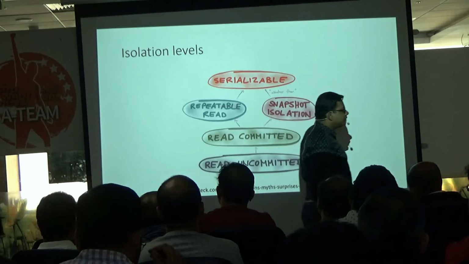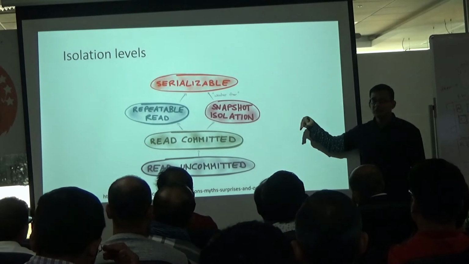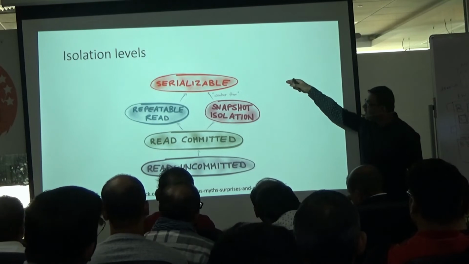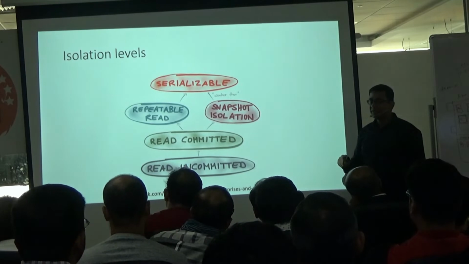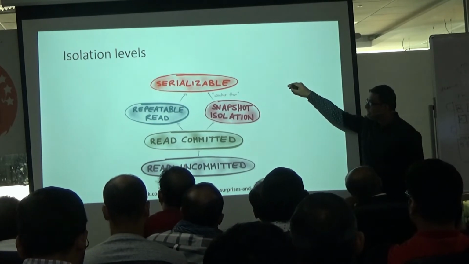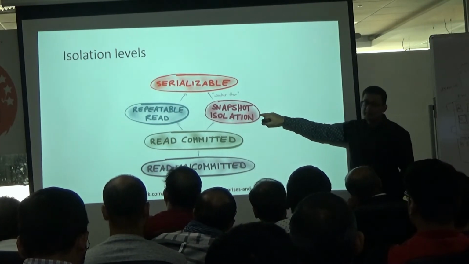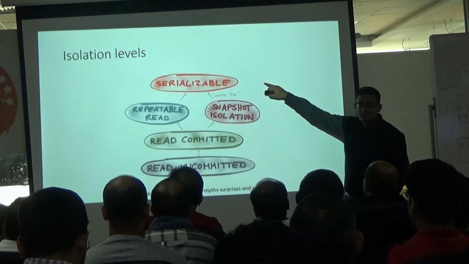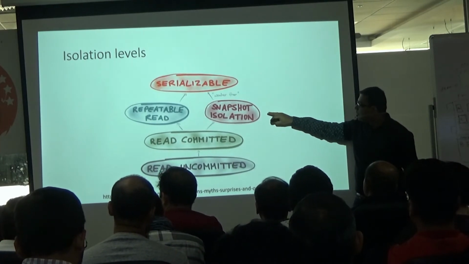Snapshot isolation is where you will only see the read values which were there before you started. So you will not see any side effects from the writes of another transaction. Serializable is the highest level, where you actually see any side effect being caused. Snapshot isolation is the maximum level supported by Cassandra. Cassandra doesn't support serializable. Cassandra is something like last write wins.